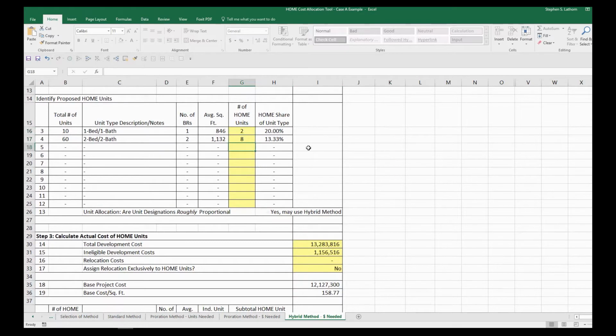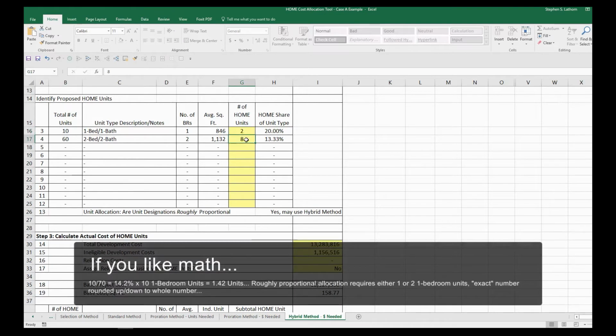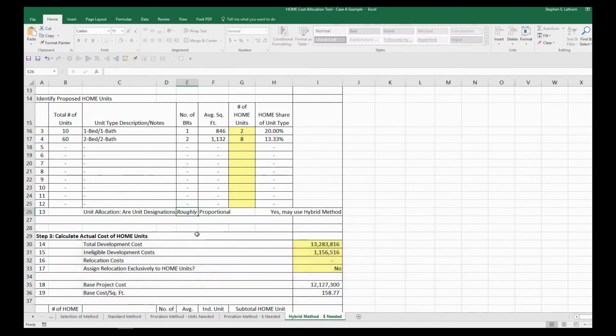If we use 2 and 8, we see that yes, they are roughly proportional. Even though we have 20% of the 10 one-bedroom units and 13% of the 60 total 2-bedroom units, that's roughly proportional. There's no way mathematically to take those 10 units and split them into a 1 and 6 configuration. But 2 and 8 is roughly proportional. What's going on behind the scenes is the computer's doing the math and saying, what is 10 as a percentage of 70? And then is this 2 plus or minus rounding up or rounding down to the whole number? And is 8 plus or minus rounding up and rounding down to the whole number? If it is, this tells us that we can use the hybrid method. They're not exactly the same proportion, but they are roughly the same proportion.